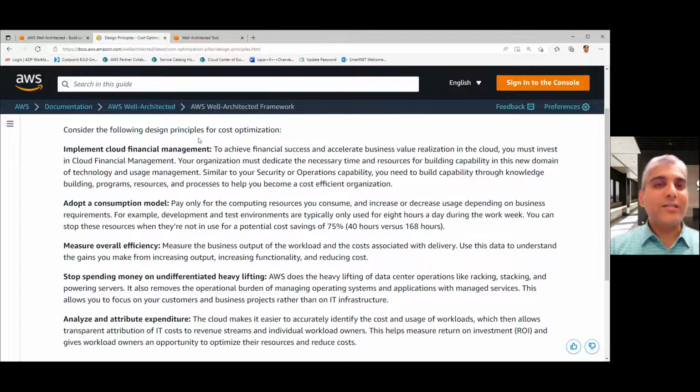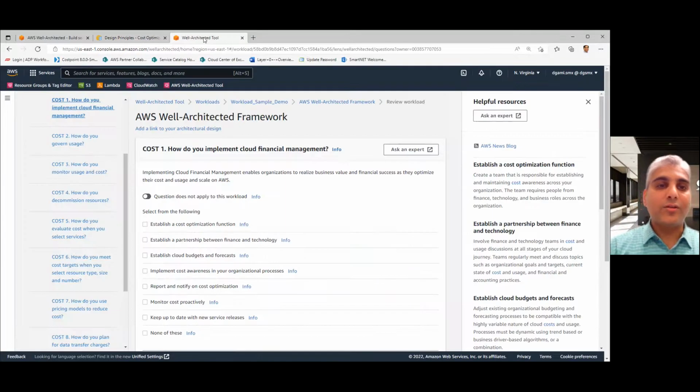Now, let's look at the questions that will help the team actually get more comfortable with and familiar with asking themselves whether they're doing all the right things from a cost efficiency perspective. So let's look at the first question, which is, how are you implementing your cloud financial management? Cloud financial management can be a separate team, like I mentioned. It can be a function within just the core IT or the leadership team that you have.